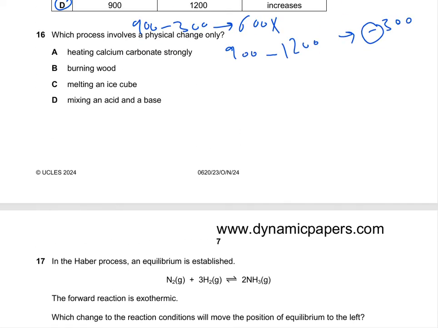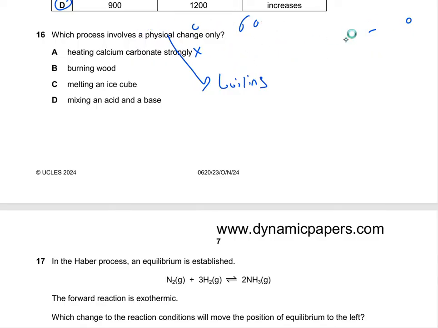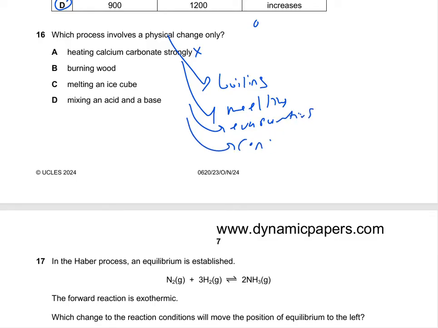Which process involves a physical change? Heating calcium carbonate? No, heating calcium carbonate is a chemical change, as it changes the chemical structure of the substance. The physical changes are boiling, melting, evaporating, condensation. They are all reversible, and I can return my reactant back. So is heating calcium carbonate a physical change? No, it's a chemical change. It's not boiling or melting or evaporating or condensation.